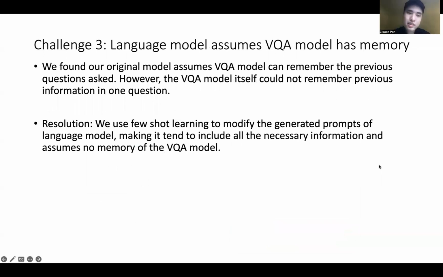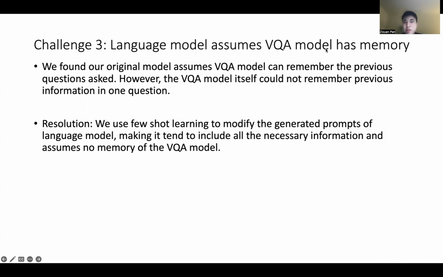And we have a third challenge with the language model. The GPT-3 we're using assumes the VQA model has some kind of memory. When talking about memory, it means that our language model assumes the VQA model can remember some of the information provided previously, like in the description of the image or some previously asked questions. However, our VQA model just doesn't know this, and we need to modify our model a little bit.